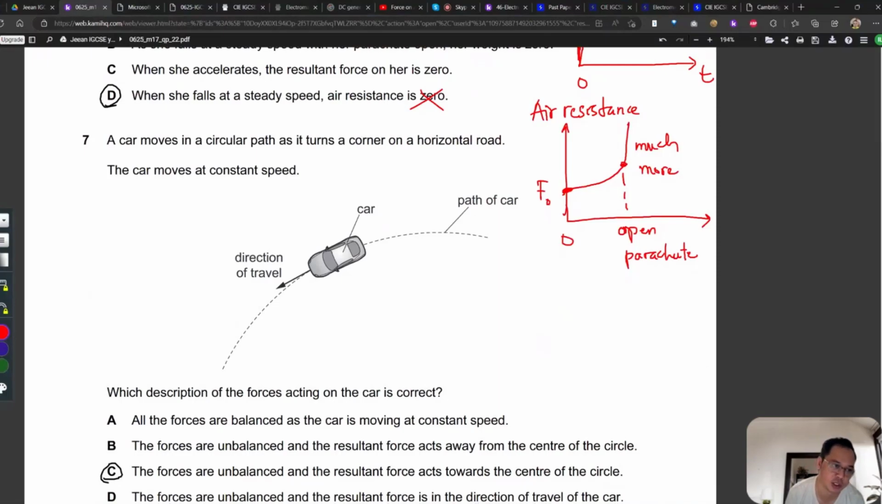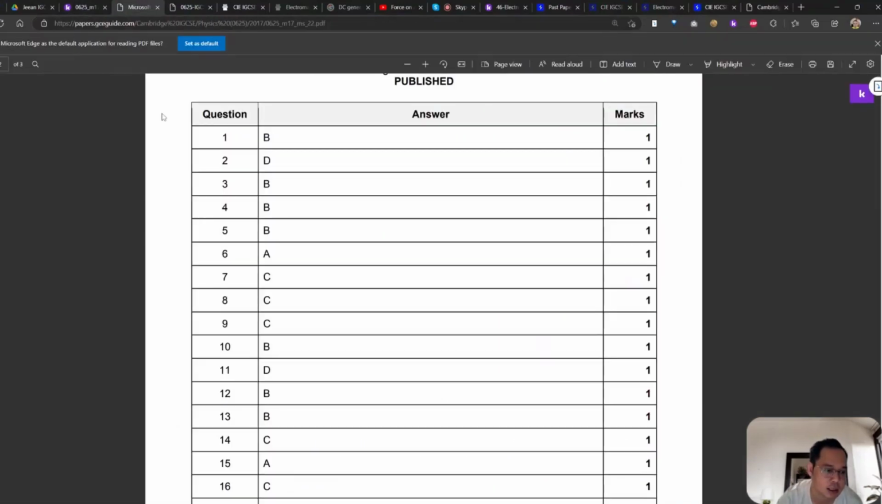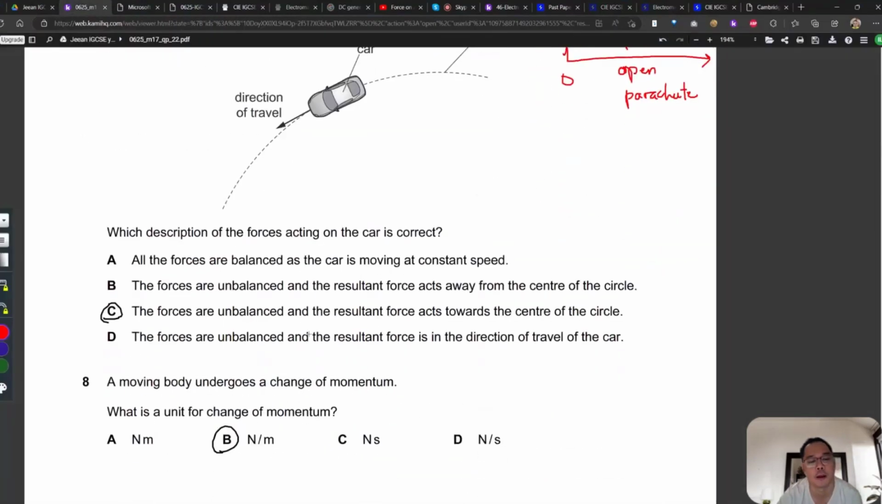I think this question you answered correctly. 7, yes, C. And that force pointing toward the center is called centripetal force. Centripetal force, okay? FC, centripetal force, which is unbalanced, different from 0.